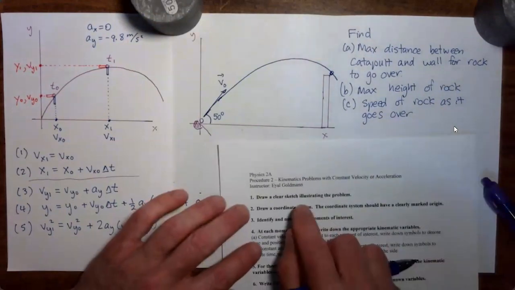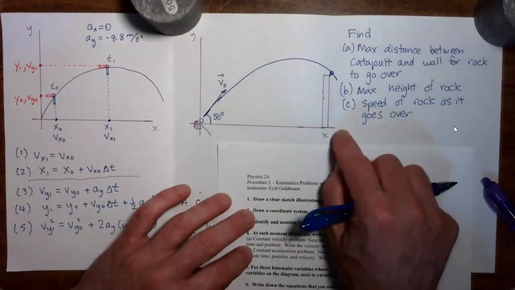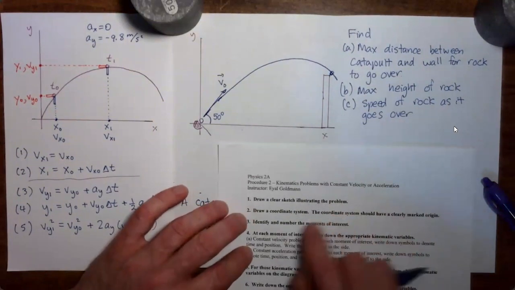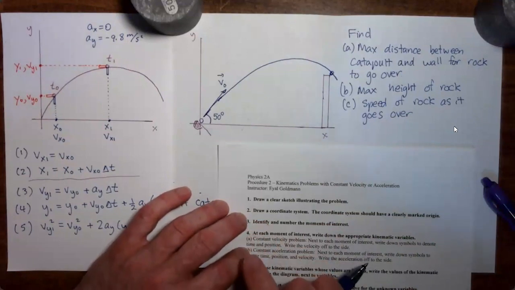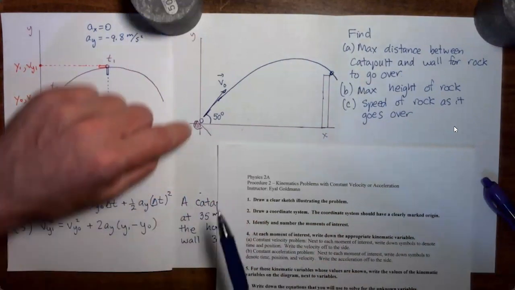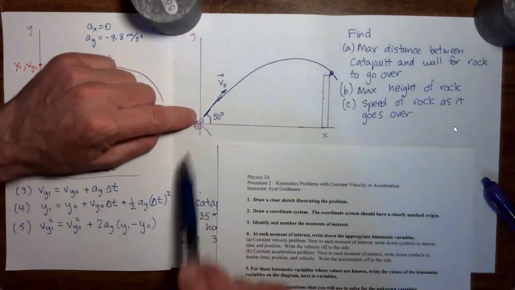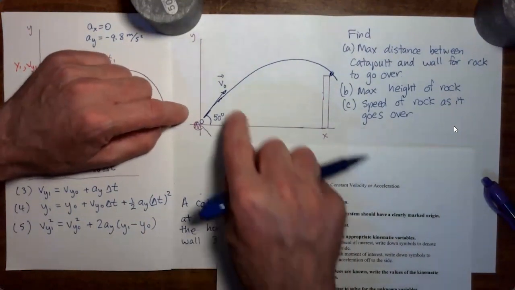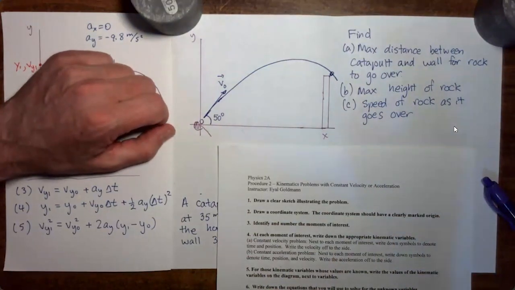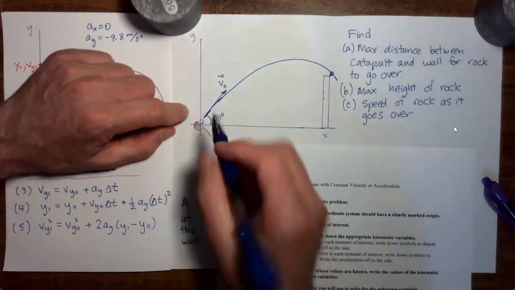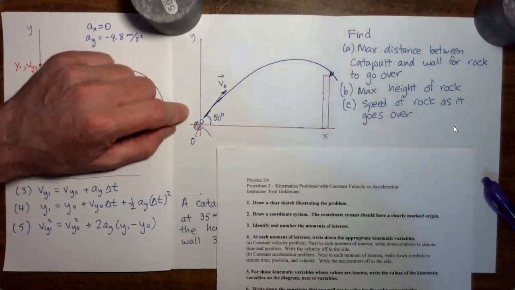So step 1, draw a clear sketch illustrating the problem. I got started on a sketch. Step 2, draw a coordinate system. So here our coordinate system is X and Y axes. And I put the origin at the catapult here so that the entire process happens in the first quadrant, so we don't have to worry about making sign errors with negative X or Y coordinates. Okay, so that's our origin right there.